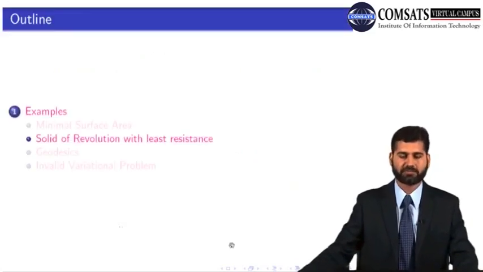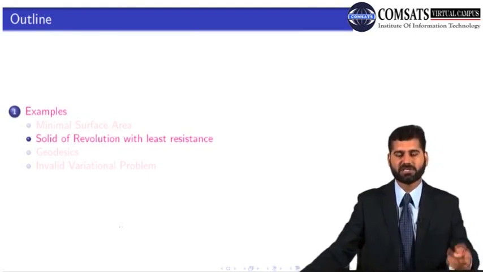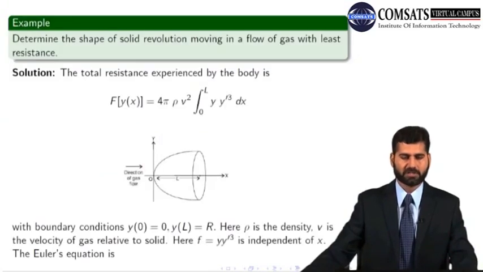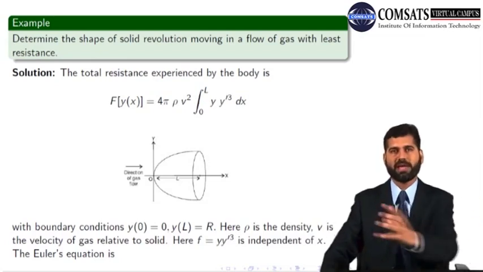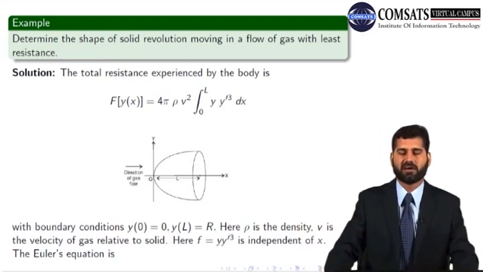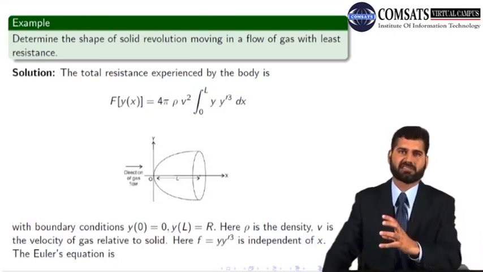Now let's move on to another example, which is a solid of revolution, again a solid of revolution with least resistance. Now we are minimizing the resistance, not the surface area or the volume. Determine the shape of a solid of revolution moving in a flow of gas with least resistance. Let's say a solid of revolution is moving in some medium filled with gas, and we want the shape which gives you the least resistance.